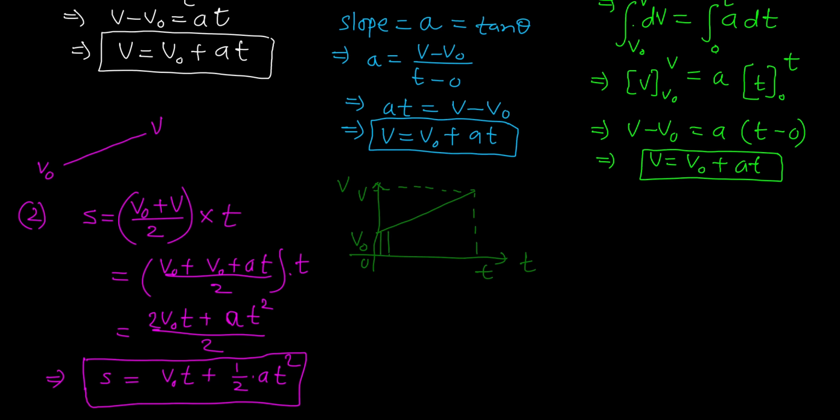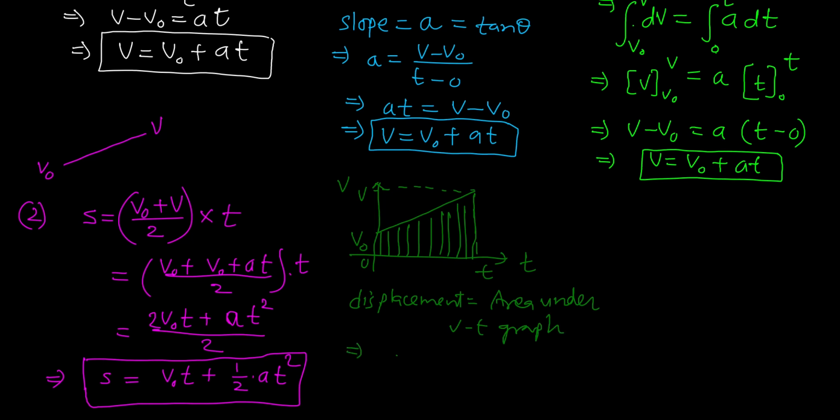If you know the area under the velocity time graph, that gives you the displacement. So in this diagram, the shaded area I have drawn will give you the displacement. So here displacement is equal to the area under the velocity time graph. How can we calculate it? Let's write displacement by the letter S, and the area under the graph is a trapezium shape.